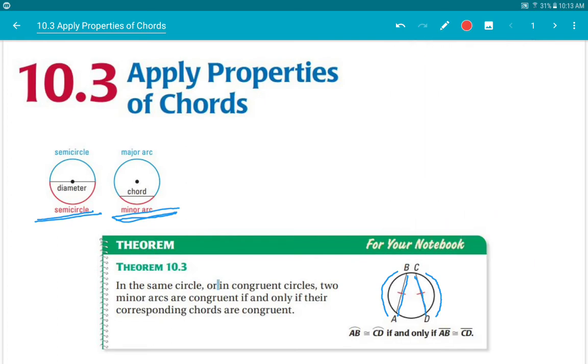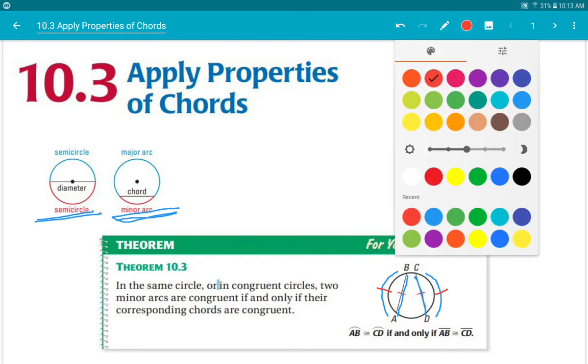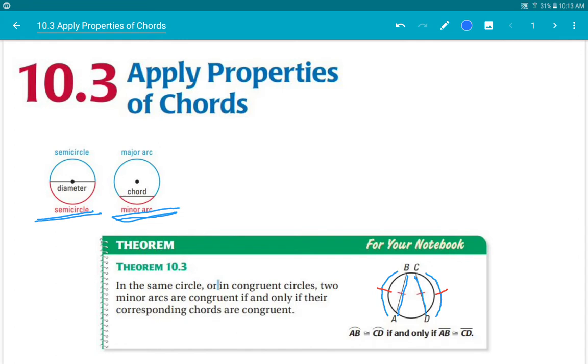And that works vice versa as well. Let's say instead we had the information that these arcs were congruent. If those arcs are congruent, then the two chords will also be congruent. So they work hand in hand. That's one of the first theorems that we have. Usually you can prove it using right triangles, so that's kind of where they're coming from. We're going to do a little bit more with right triangles within these circles moving forward.